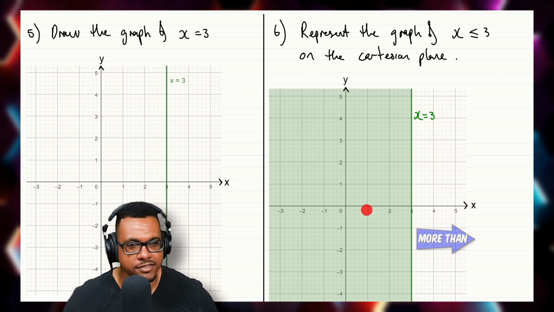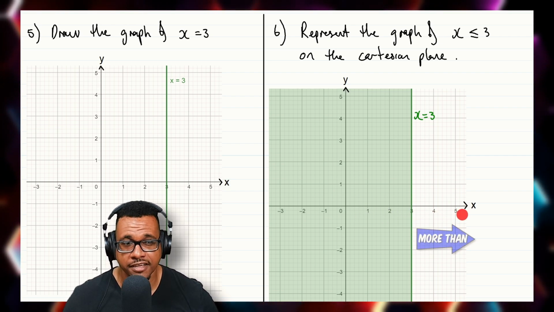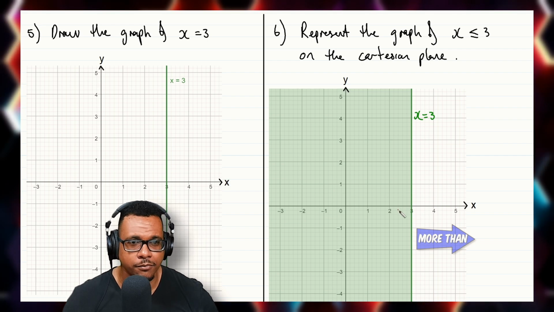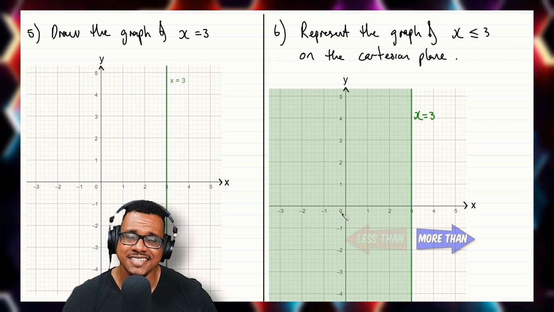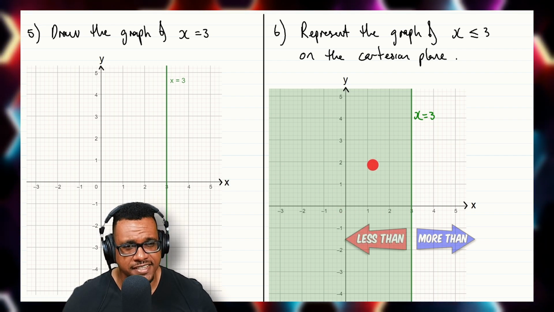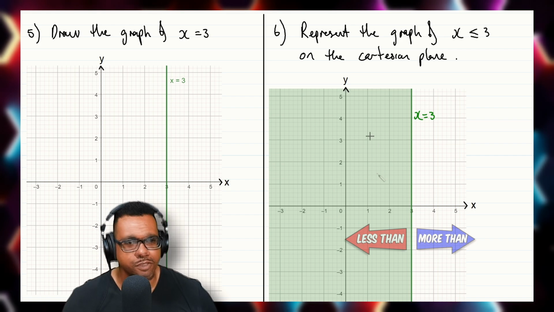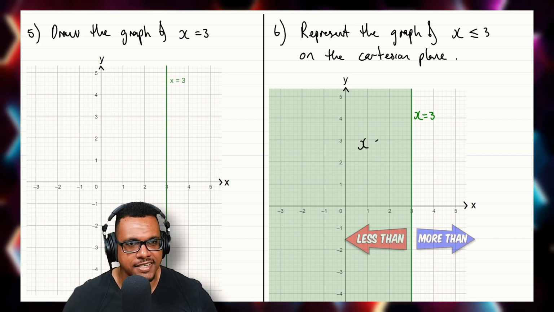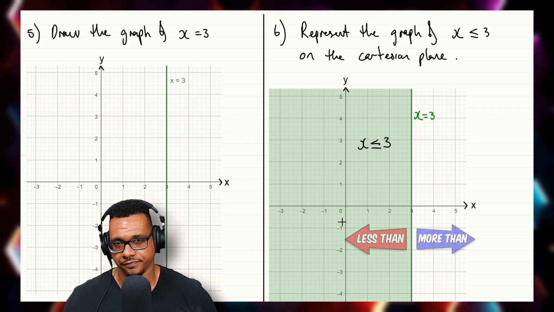But 2, 1, see, we're looking at the x-axis, right? So 4, 5 on the x-axis is more than 3. But 2, 1, 0 on the x-axis is less than 3. So that's why we shade the left-hand side of the boundary line. So on this side would be x is less than or equal to 3.